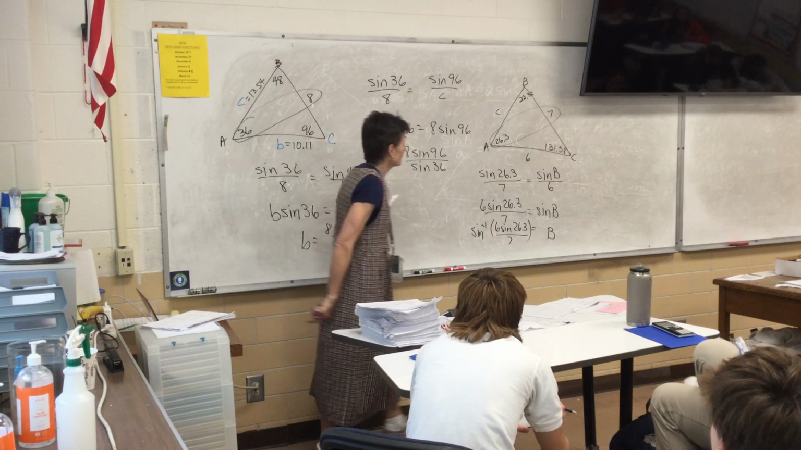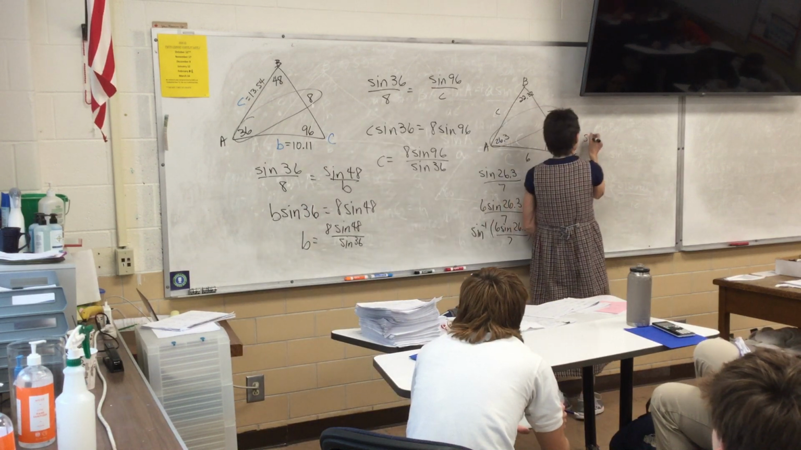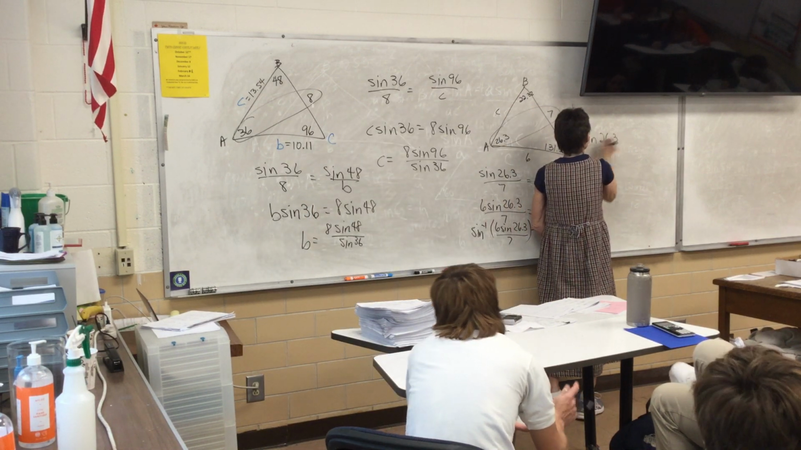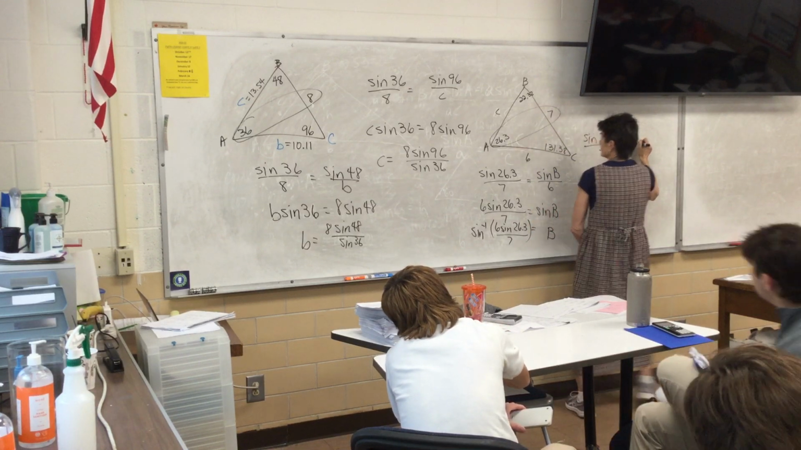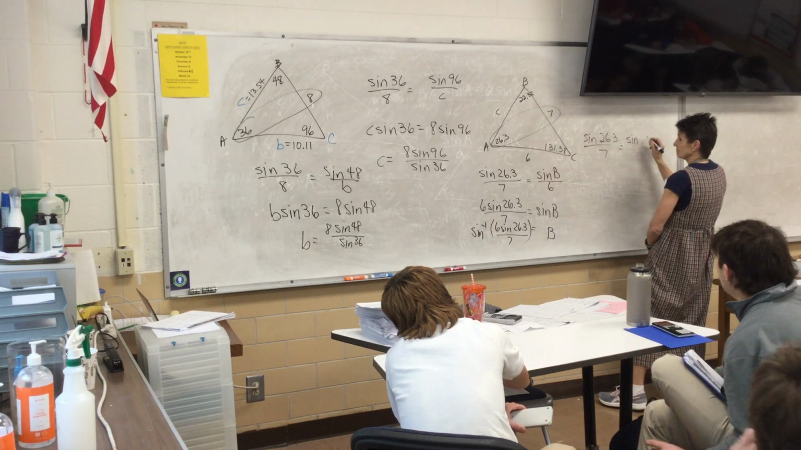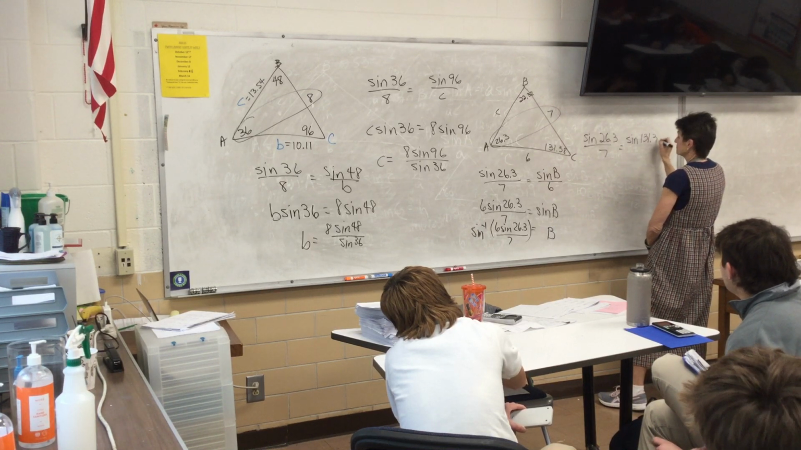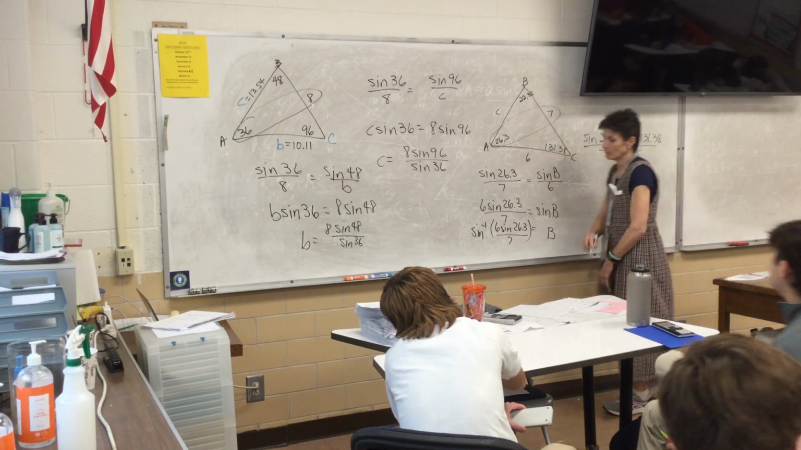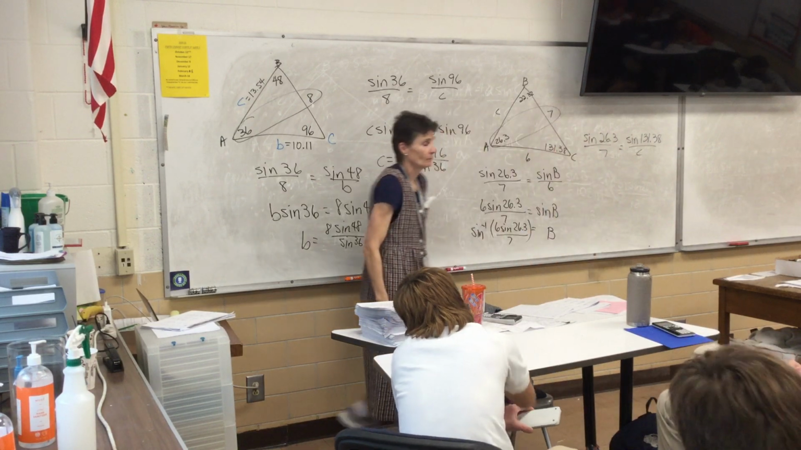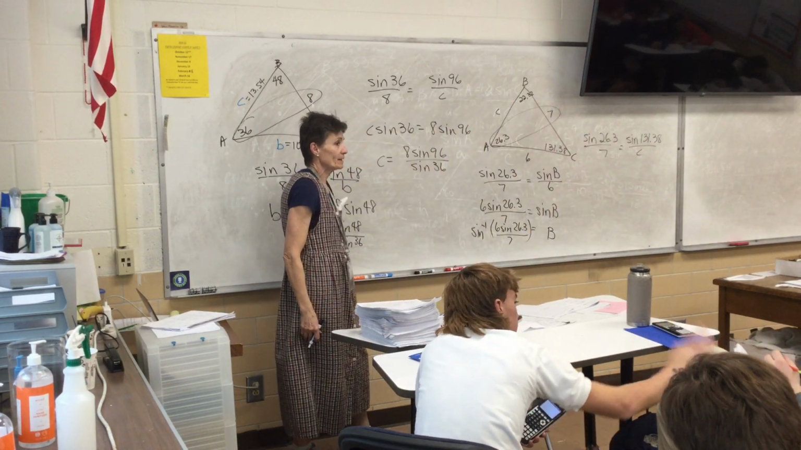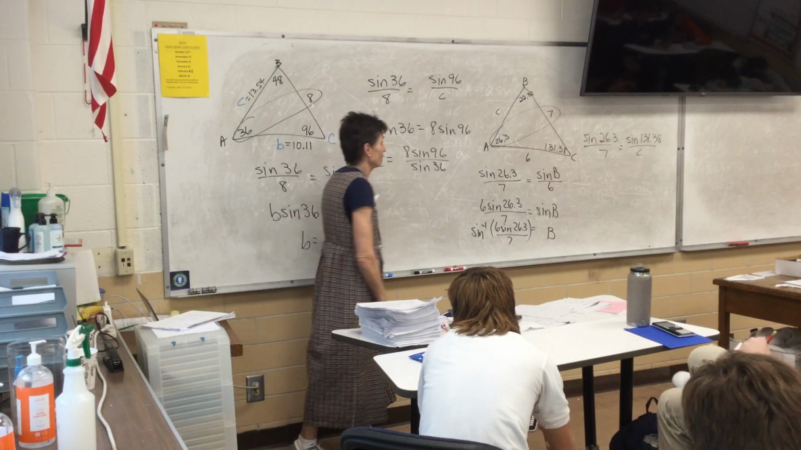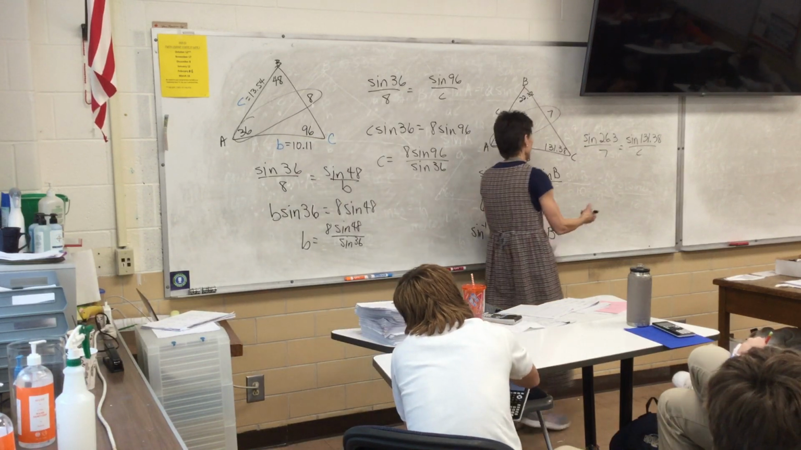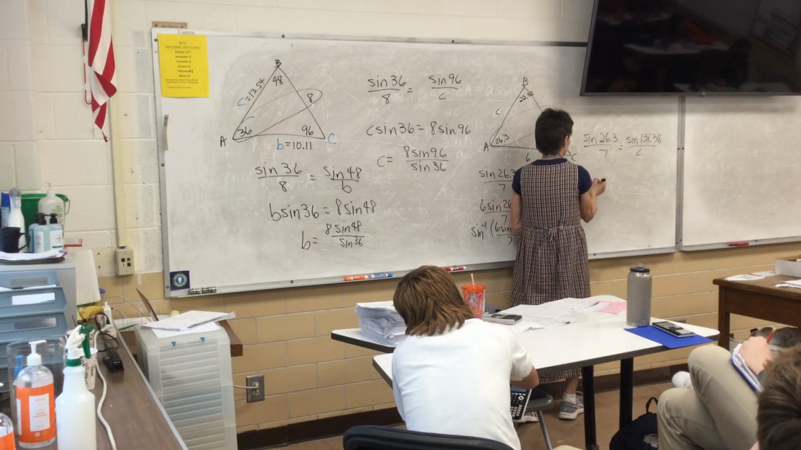Sine 26.3 over 7, beautiful. And then set equal to sine 131.38 over C. Beautiful. Is everybody okay with that? Beautiful, it's great. So now we'll do our cross multiply again.